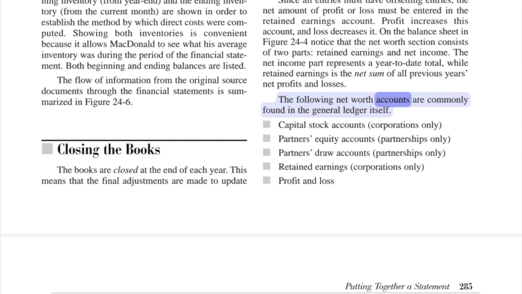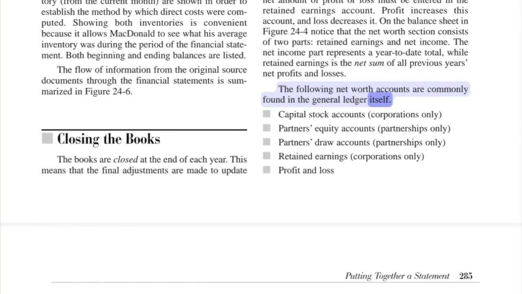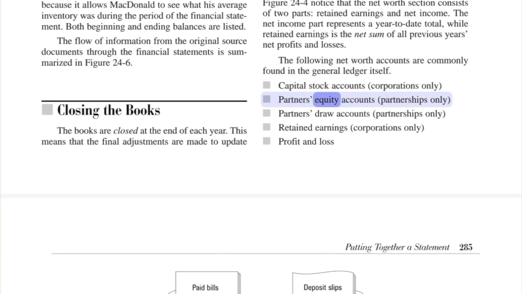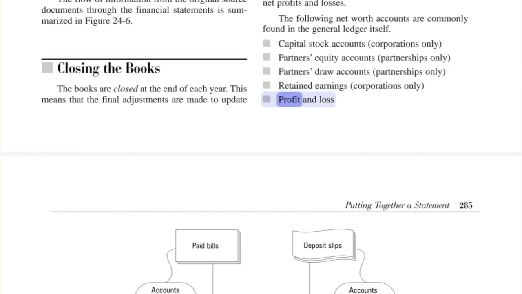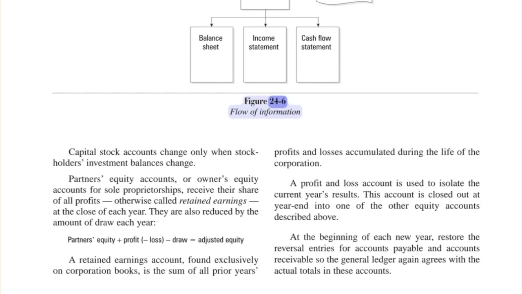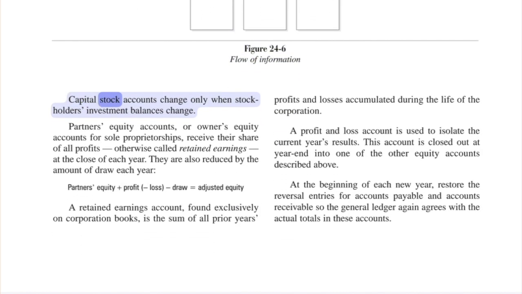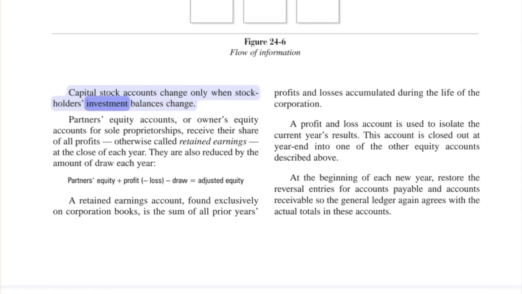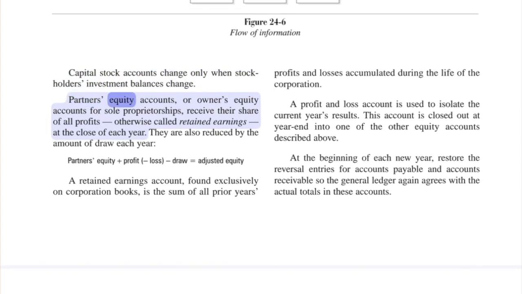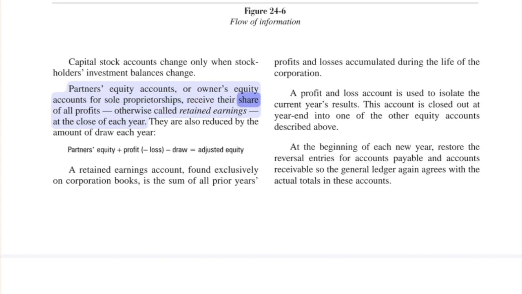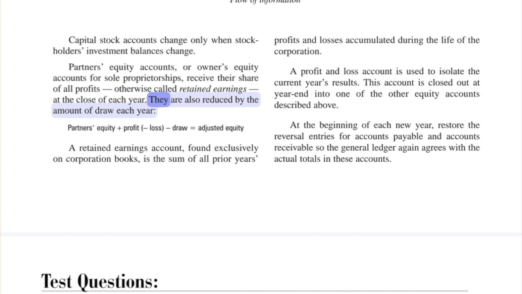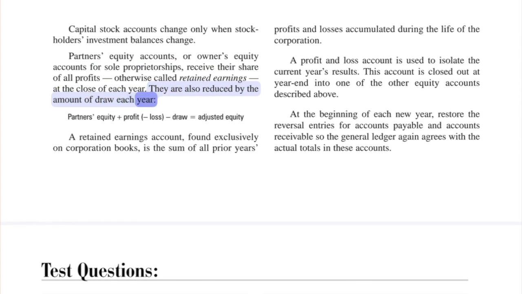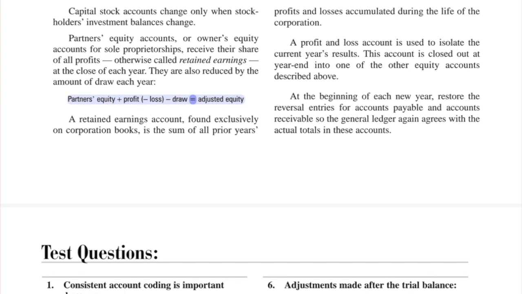The following net worth accounts are commonly found in the general ledger itself: capital stock accounts, partners' equity accounts, partners' draw accounts, retained earnings, and profit and loss. Figure 24-6, flow of information. Capital stock accounts change only when stockholders' investment balances change. Partners' equity accounts, or owners' equity accounts for sole proprietorships, receive their share of all profits, otherwise called retained earnings, at the close of each year. They are also reduced by the amount of draw each year: partners' equity plus profit, less draw, equals adjusted equity.